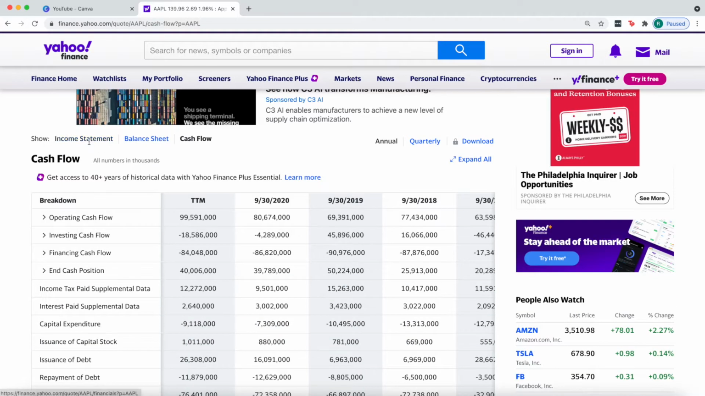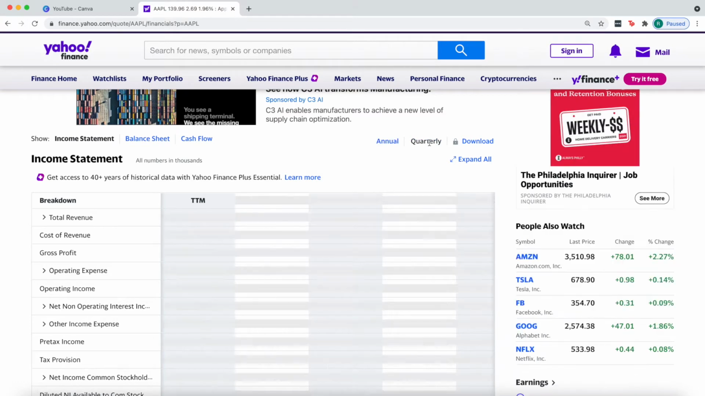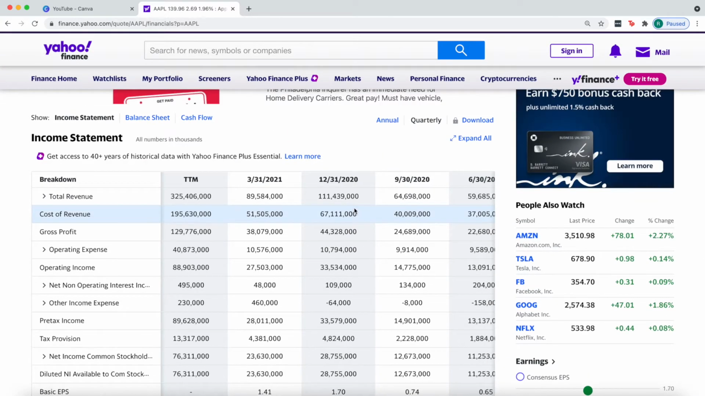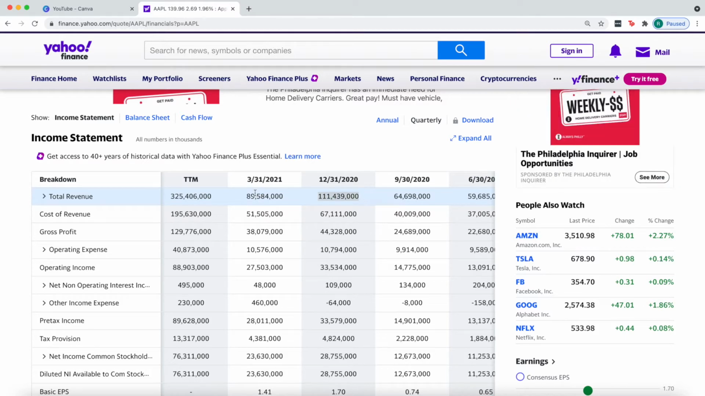So let's go back to the income statement and we can search on a quarterly basis to see how the company's doing. So if you're looking at the total revenue of Apple on a quarterly basis, you can see that the first quarter, which ended on 3/31/21, was mid-level profitable for Apple. You can say that total revenues hasn't exceeded what it did in 2020. However, you can still say that it's on its way to producing the revenues that it needs.